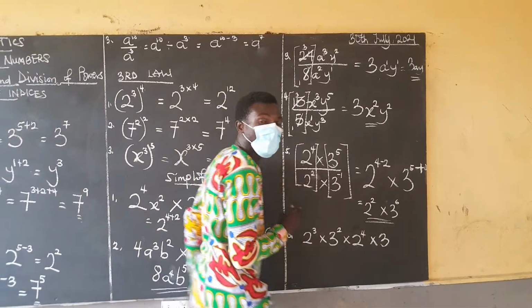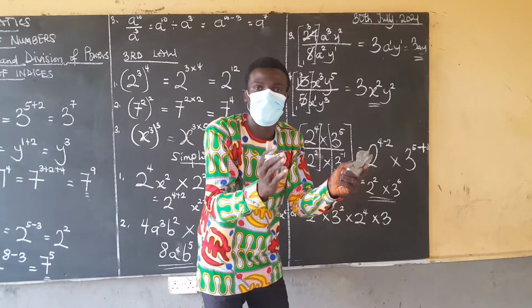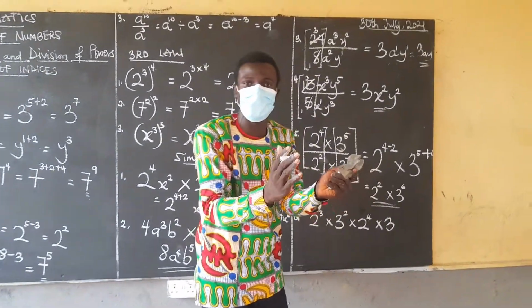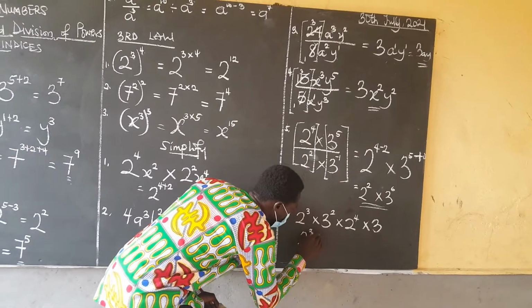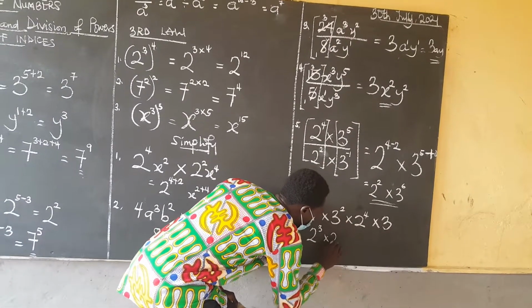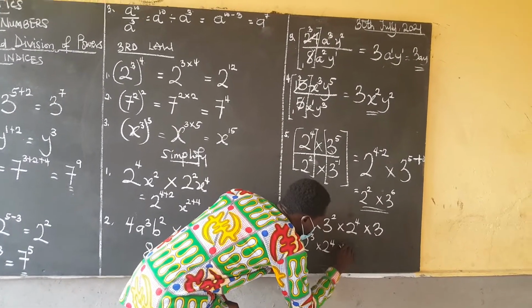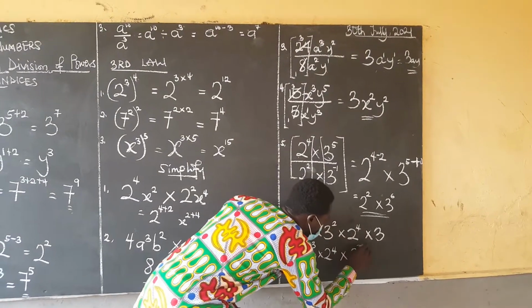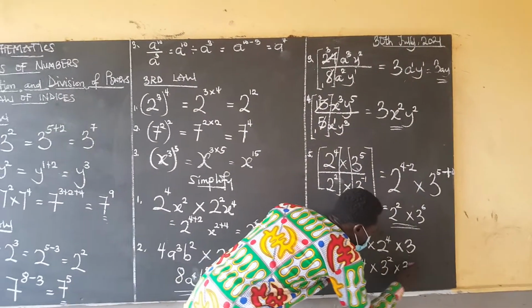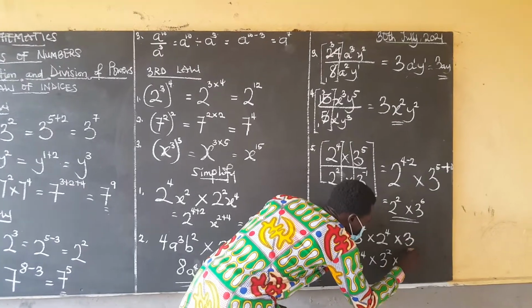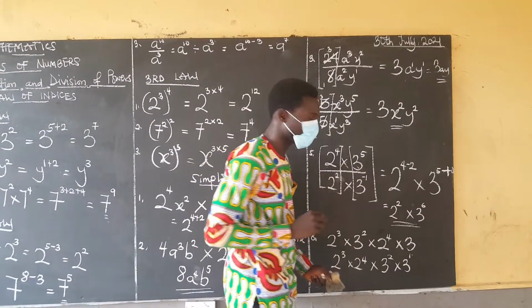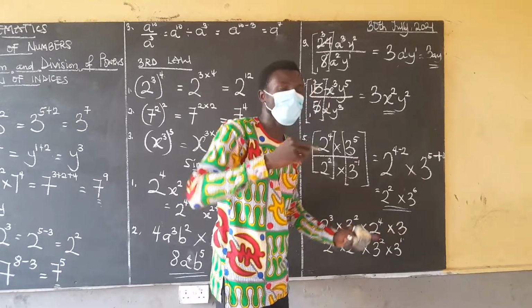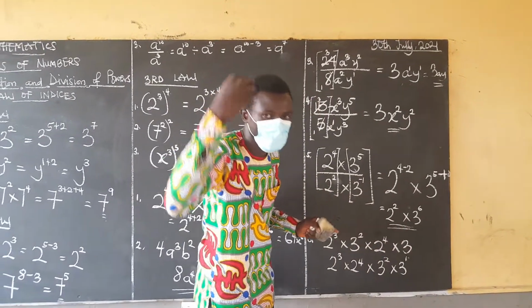So what do you do? Just group like things. All the numbers with the same base are one side. So I'll say 2 raised to the power 3. Then you bring times 2 raised to the power 4. Times 3 raised to the power 2. Then times 3 raised to the power 1. Because there is no power. In our previous video, we said a number written without a power shows to the power 1.